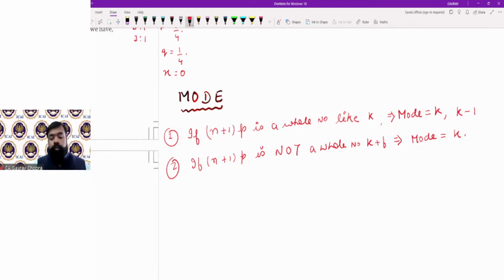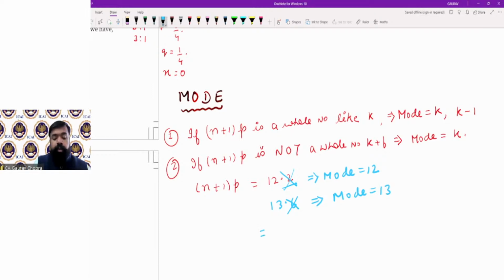So let's understand. Let's say n plus 1 into p is equal to 12.2. So it is in decimal. What we have to do is ignore this decimal part, remove 0.2. So mode will be 12. If it is 13.6, then also remove 0.6, mode will be 13. If n plus 1 into p is, let's say, 10, then mode will be 10 and 10 minus 1, that is 9. So two modes will be there, one is k, other is k minus 1. But two modes will be there only when n plus 1 into p is a whole number.